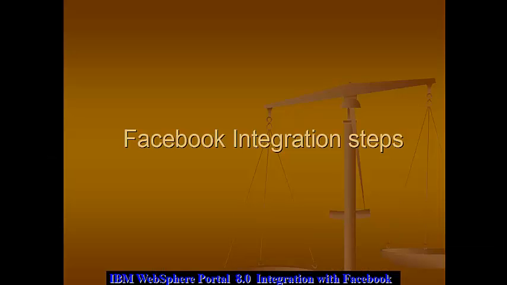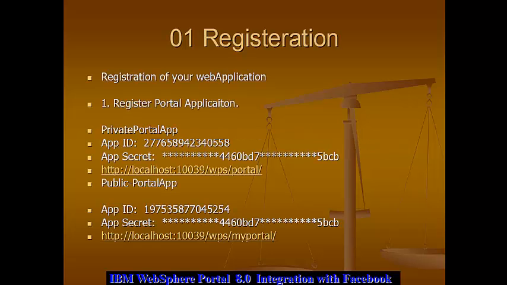There are several steps involved during Facebook and IBM WebSphere Portal 8 integration. The first step is to register your application as an app in a Facebook account as a developer. Your application should be registered as two apps. The first app is for the anonymous user with the login page. The second is the public portal app. After login, as we know, the URL is changed, so the second application is registered for that.